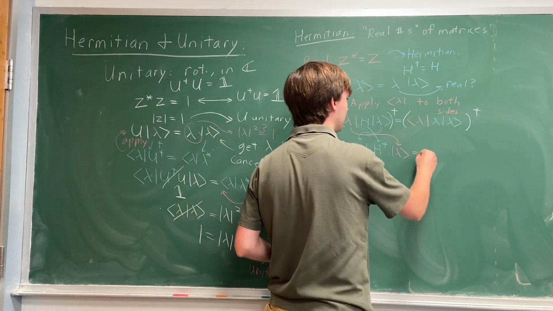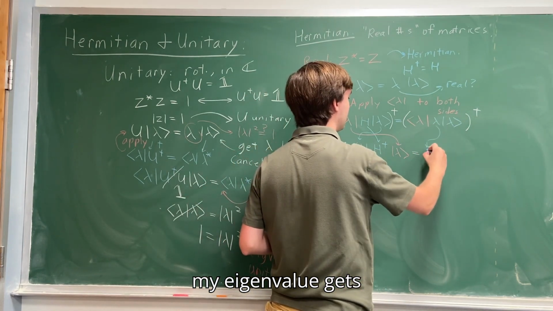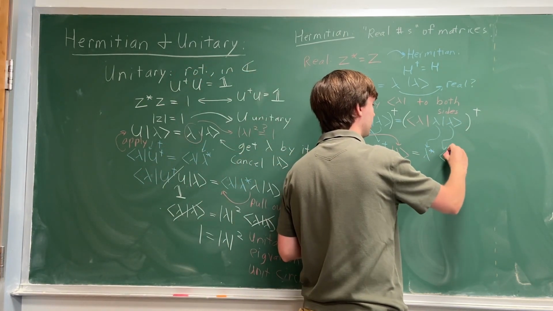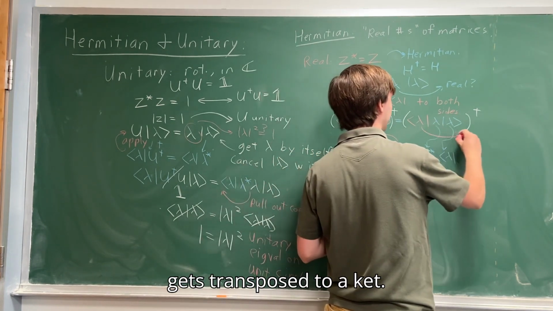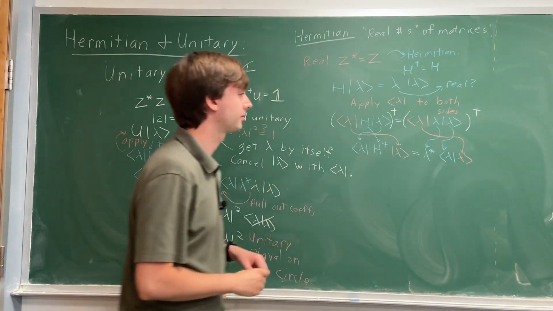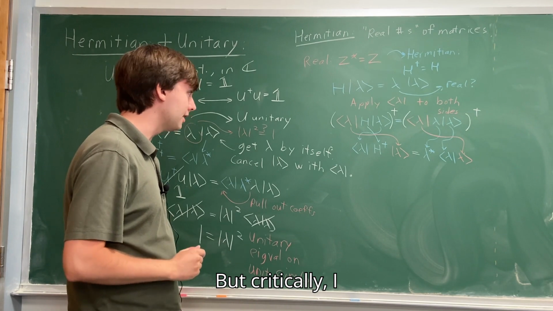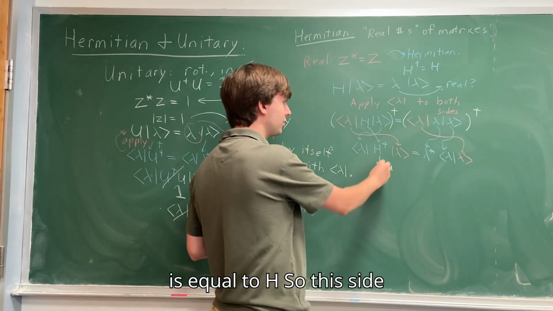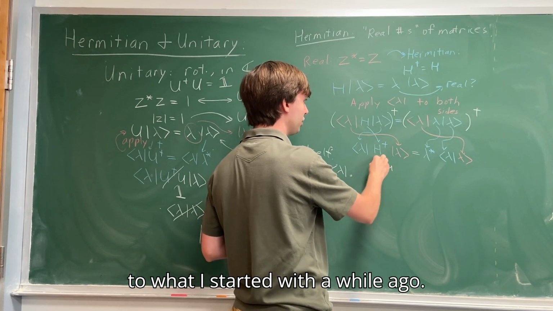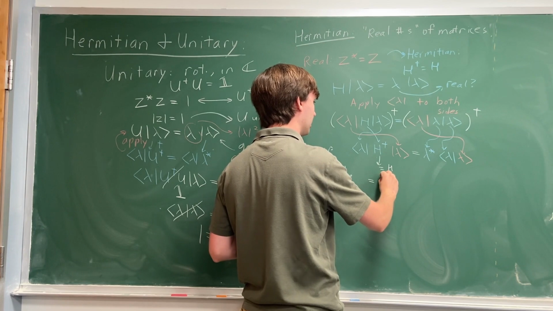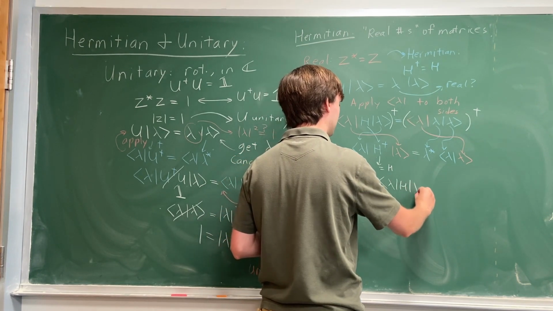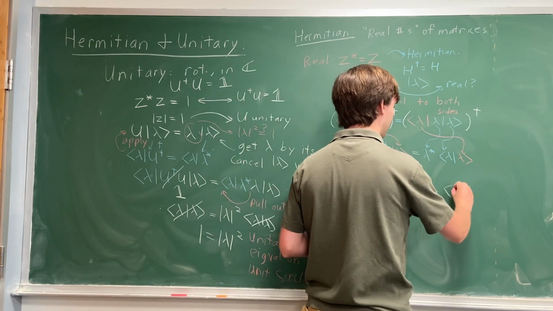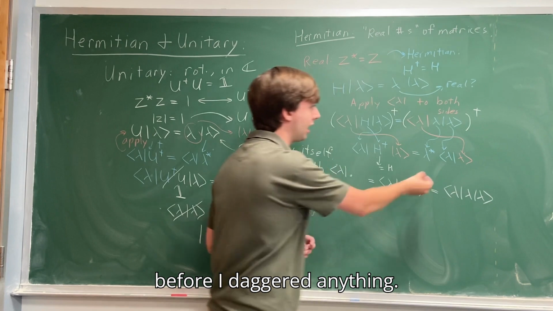Now on the other side, my eigenvalue gets complex conjugated because I'm daggering. My ket gets transposed to a bra, and my bra gets transposed to a ket. But critically, I said that h dagger is equal to h. So this side of the equation must be equal to what I started with a while ago. This must be equal to the original setup, which is equal to what I had before I daggered anything.